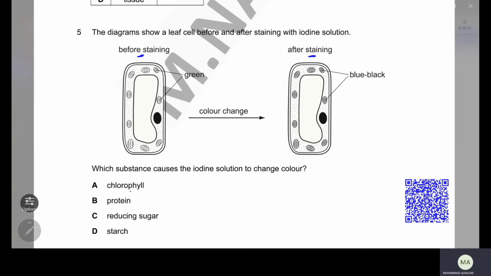Of course, we know from grade 8, chapter 1 in Checkpoint Science 3, photosynthesis, I think on page number 13, if I'm not wrong, we discussed together the experiment to test for the presence of starch. When we add iodine, if starch is present, the color will change into dark blue or blue black, and this indicates that starch is present. So the correct answer here is starch.